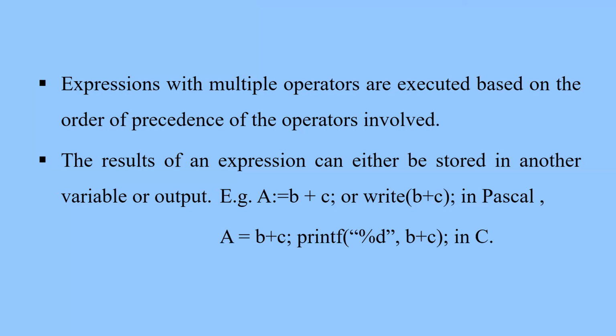Then printf, with the identifier for integer %d, comma, B plus C. In other words, this printf statement reads as follows: output the sum of the content of memory location B and that of memory location C as an integer on the screen.